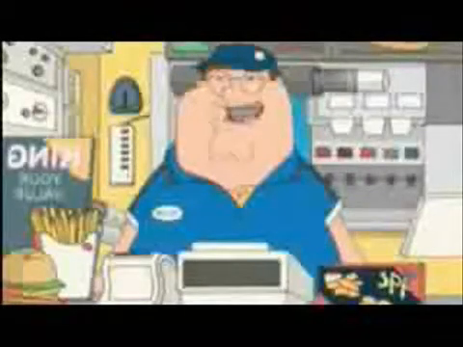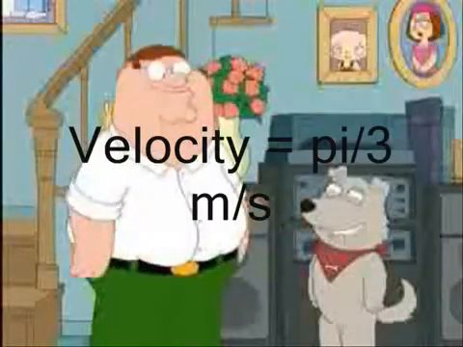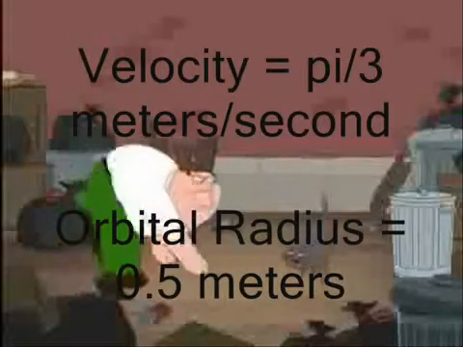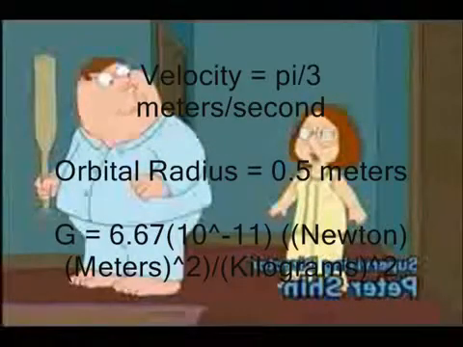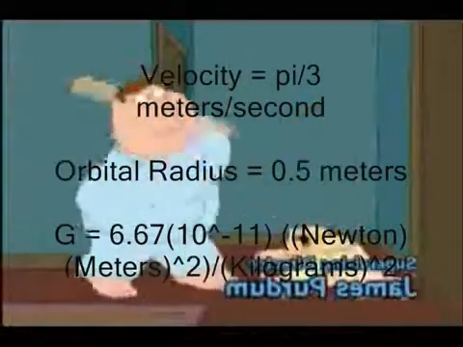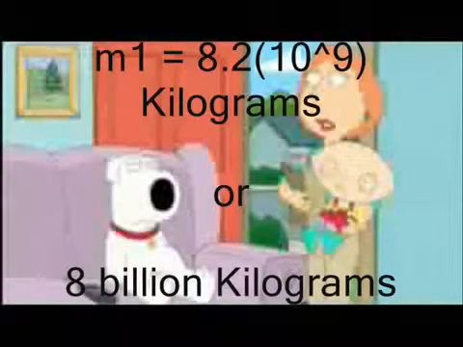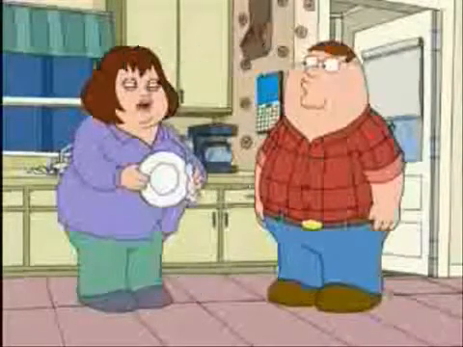Now it's just a matter of plugging in numbers. We know that the velocity is pi over 3 meters per second. We know that the orbital radius is 0.5 meters. And we know that the constant G is 6.67 times 10 to the negative 11th newton meters squared per kilogram squared. We should end up with about 8.2 times 10 to the 9th kilograms, or 8 billion kilograms.